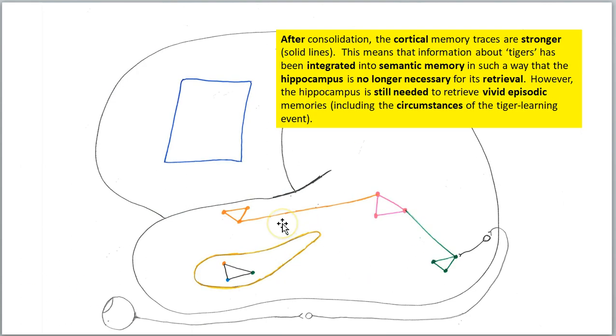So here we see, after memory consolidation, the cortical memory traces are stronger now, the solid lines. At this time we would have a strong memory trace in the hippocampus and strong cortical memory traces. So we would have both an episodic memory of the learning event and semantic memory of information about tigers. If somebody asks me about tigers, I can access my semantic memory and give them information about tigers. If somebody were to ask me to remember when I saw my first tiger, then I'm going to be engaging the hippocampal system to recreate a vivid episodic memory.